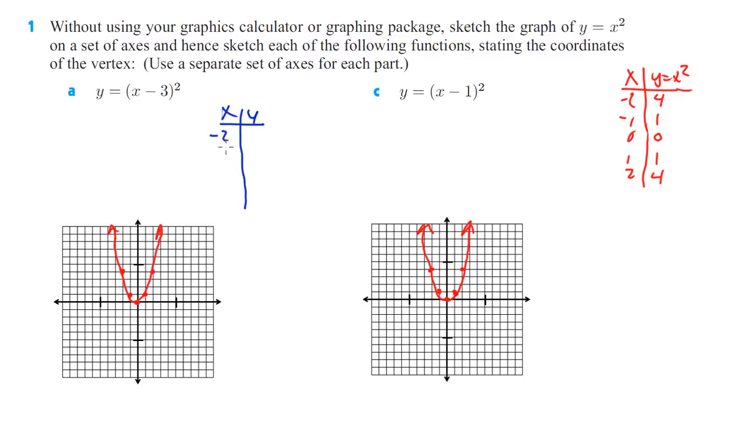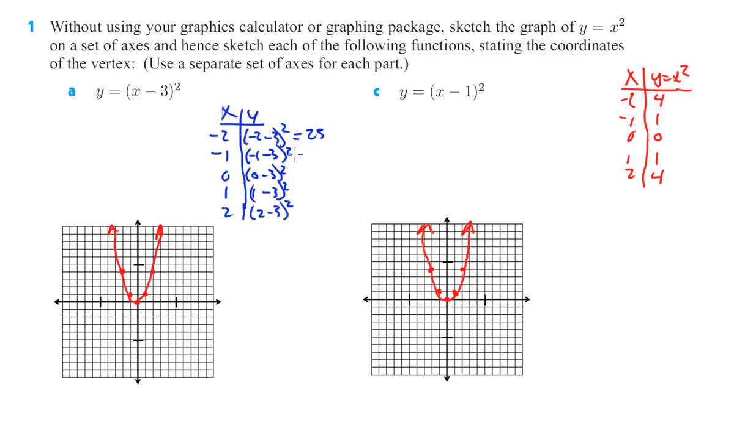So negative 2, negative 1, 0, 1, and 2. We're just going to plug all those in. So we got negative 2 minus 3 squared, negative 1 minus 3 squared, 0 minus 3 squared, 1 minus 3 squared, and 2 minus 3 squared. Okay, so negative 2 minus 3 is negative 5. Negative 5 squared is 25. That's a big one.